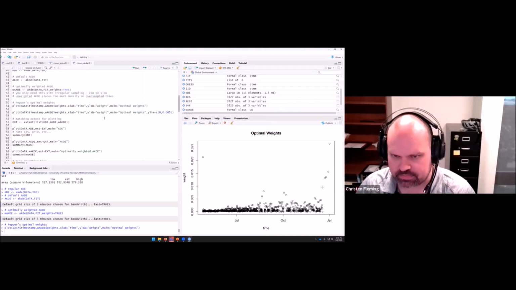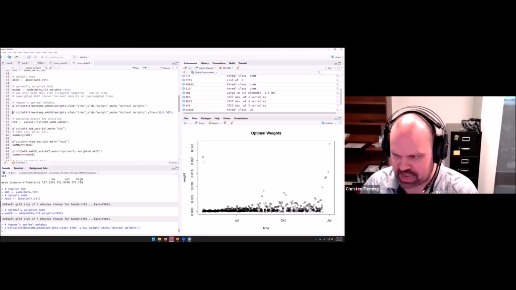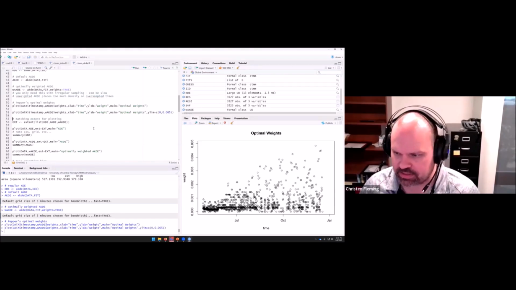We're almost done. There we go. Yeah, so there's the optimal weights. You get more weight where the locations are sampled less. So where there's those big gaps, you get more weight. And you get more weight on the 2 hour data than the 1 hour data.